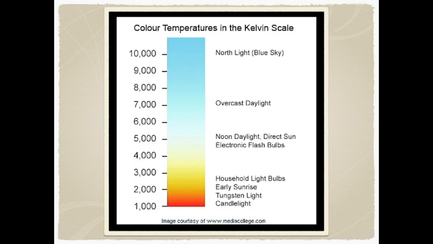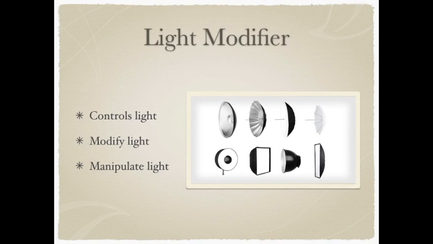All right. Now that you have learned about source, about size and distance, about direction, and also about color temperature, now I'd like to teach you about light modifiers. Modifiers are mostly used in the studio, because in studio you are limited and you want to shape the light in a way to enhance your subject. The function of a modifier is to control light, to modify light, thus the word modifier, and also to manipulate light.